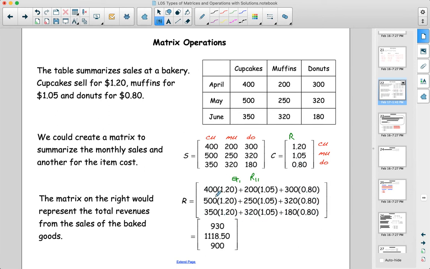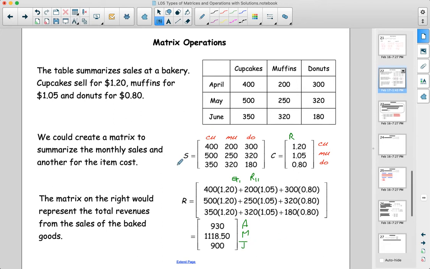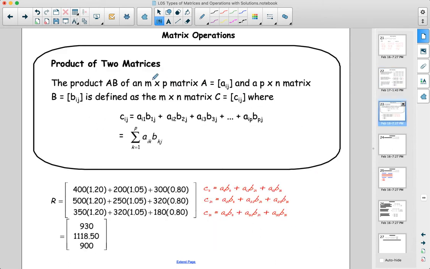Now that makes sense in our context here, as long as we're careful when we set these up. We set this up as a column matrix, and cupcakes are coming down here, muffins here, donuts there, and then we lined up a column vector for the cost. And now, not the cost, the revenue again. The cost of a muffin, but it's returning revenue. So our total revenue for each month would be as such: April $930, May $1,118.50, and June $900. So this method can be generalized, and this is the method by which you multiply two matrices.